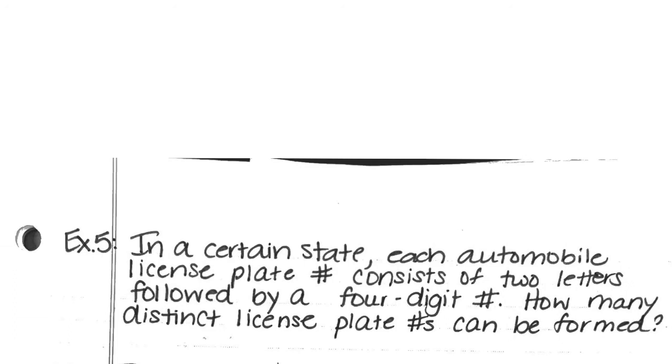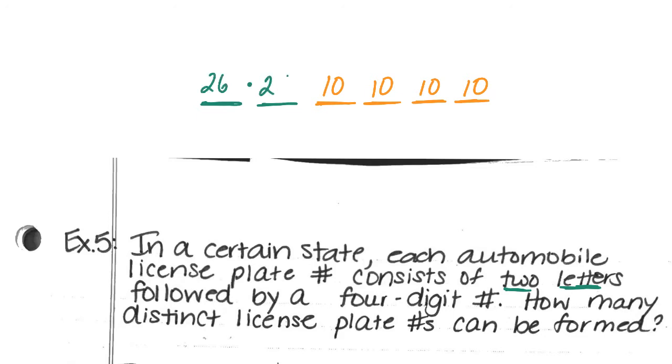In a certain state, each automobile license plate number consists of 2 letters. Okay, well, I'm gonna put the letters in green. 2 letters followed by a 4-digit number. Well, how many digits? We know we have to have 4 numbers. How many digits are there? There's only 10: 0, 1, 2, 3, 4, 5, 6, 7, 8, 9. That's 10 different digits. So I know that there are 10 different digits that we can have for the last 4 spaces. And we have to know how many letters we have, because it says that it consists of 2 letters. Well, that's going to be 26 times 26.